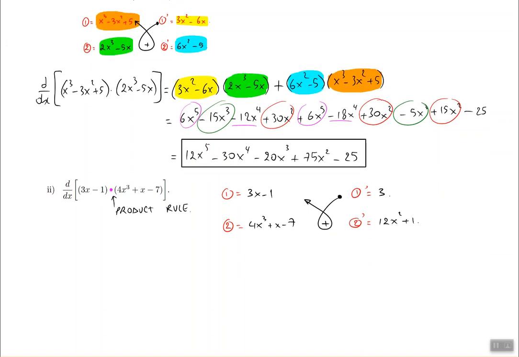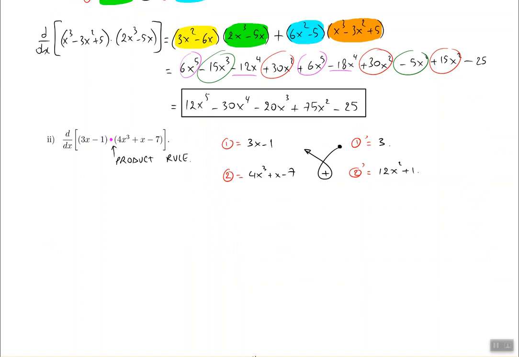So now that we have all the things set up, let's go ahead and repeat. The question said, find the derivative with respect to x of 3x minus 1 and 4x cubed plus x minus 7. So they want the derivative of this. And according to what I just found, I am supposed to multiply the 1 prime with the 2 and then add the 2 prime times the 1. So 12x squared plus 1 gets multiplied with a 3x minus 1.